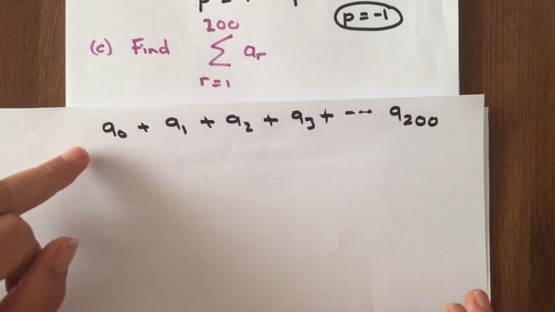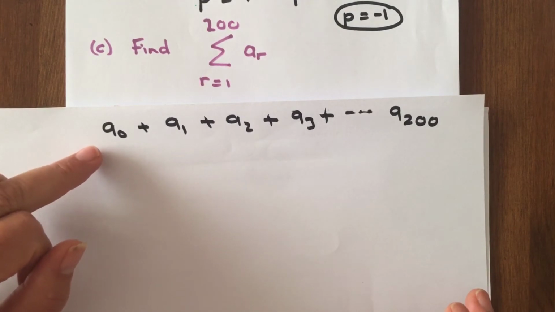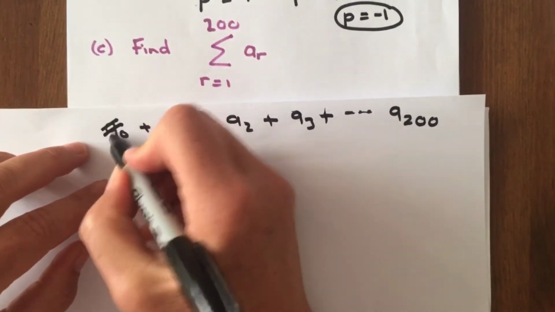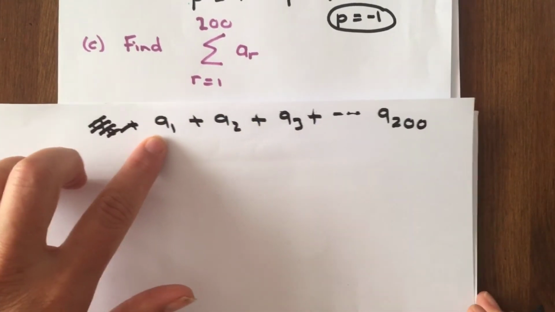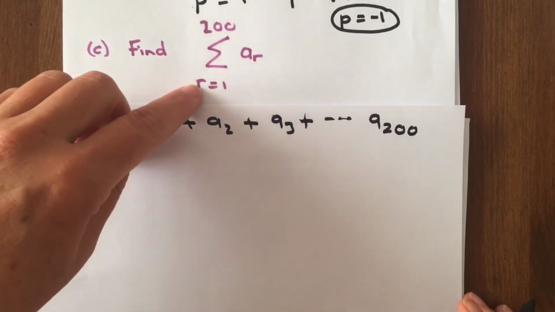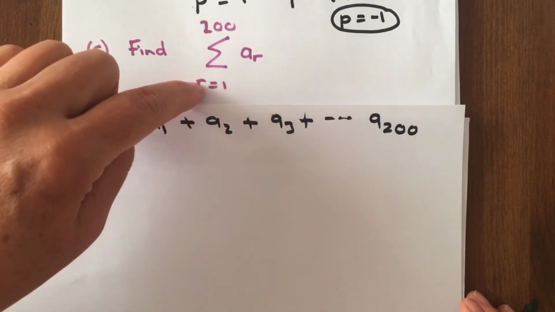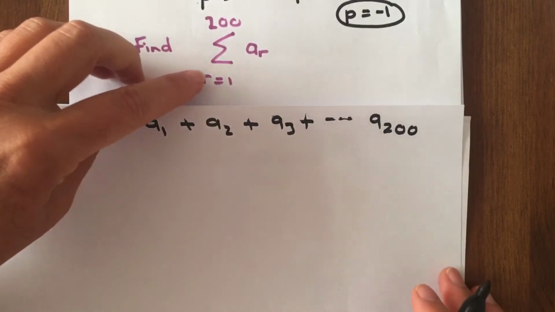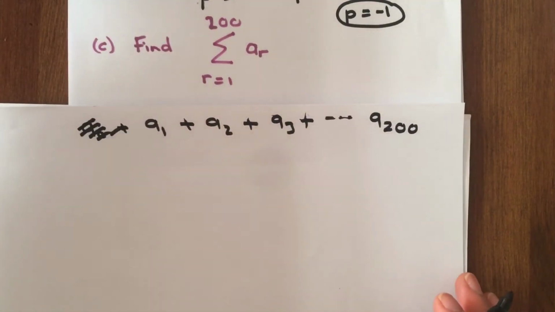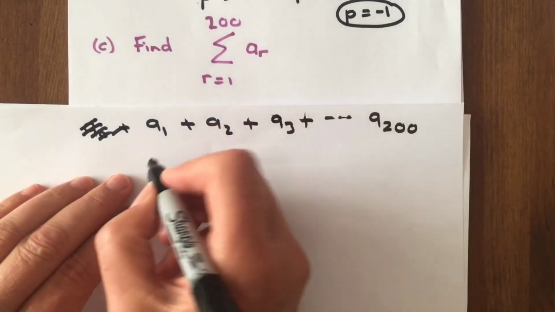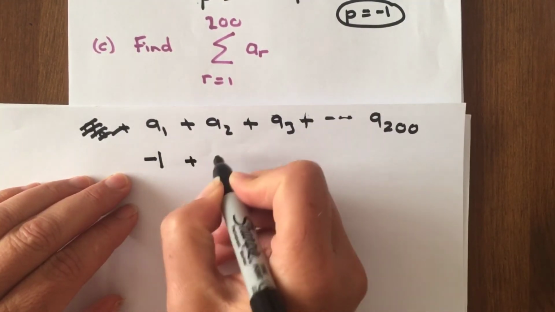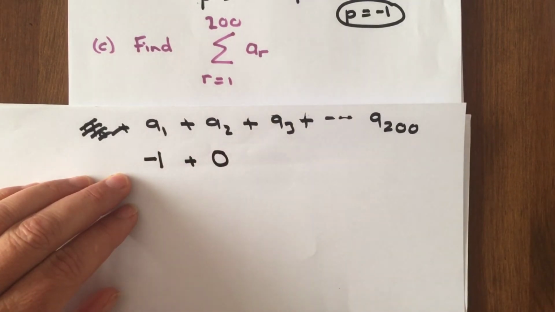Right, what is A0? Sorry, I don't need A0, that's a mistake. It starts at A1, because R starts at 1, not 0. Be careful here. Sometimes it does start at 0, so just be careful. So A1 is P, and P is minus 1. We know that A2 is 0.